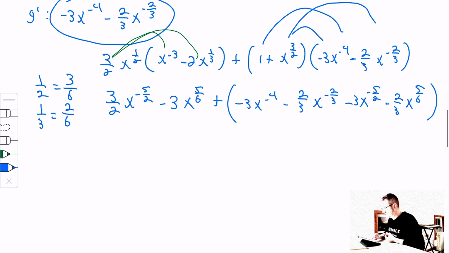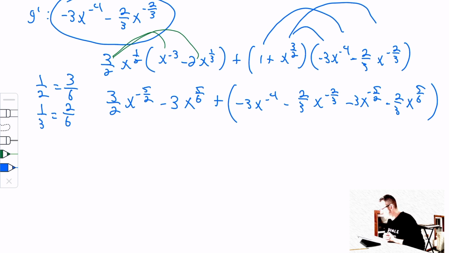Okay, so do I need those parentheses? I guess I do not. Let me double check, do I need those? No, I'm going to lose them. Okay, what can we combine here? Hopefully we can combine some stuff. And I don't need this plus sign here.